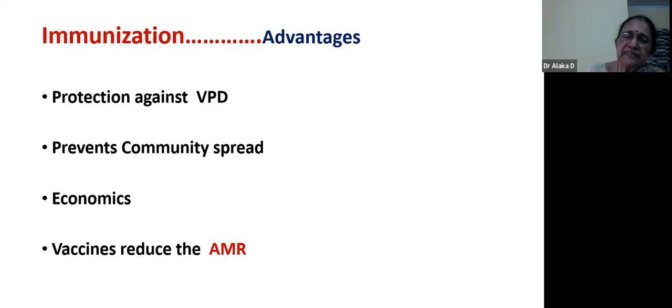What are the advantages of immunization, therefore? That it protects against vaccine preventable diseases. It prevents the community spread. If you are vaccinated, you are protected, and the community spread is also prevented. Actually, the whole community should be vaccinated so that these infectious diseases can be controlled.